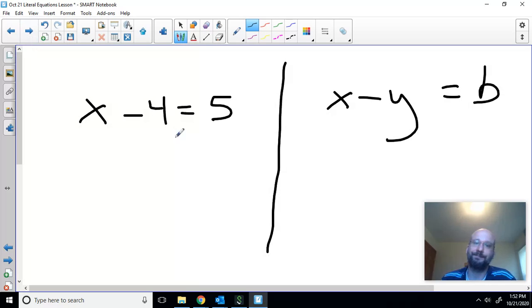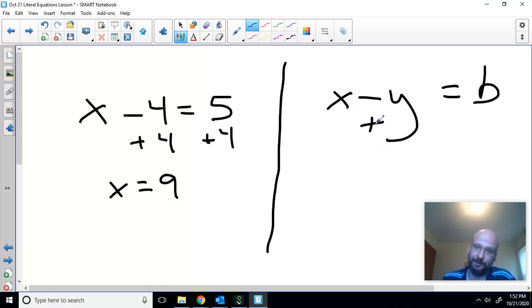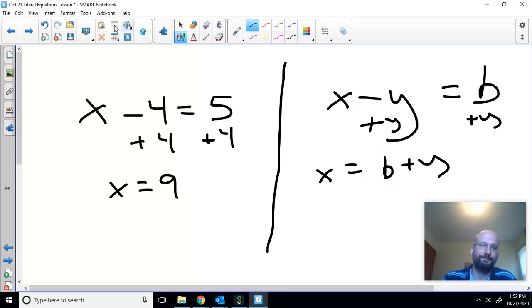Here's another one. I've got the normal problem here on the left. We're solving for x. We're going to move the minus 4. We're going to add 4. That gives us x equals 9. We do the same thing here when we're solving for x. We need to move the minus y over, so we add y to both sides. So x is equal to b plus y. We can't combine this. They're two different letters, so this would be our final answer.